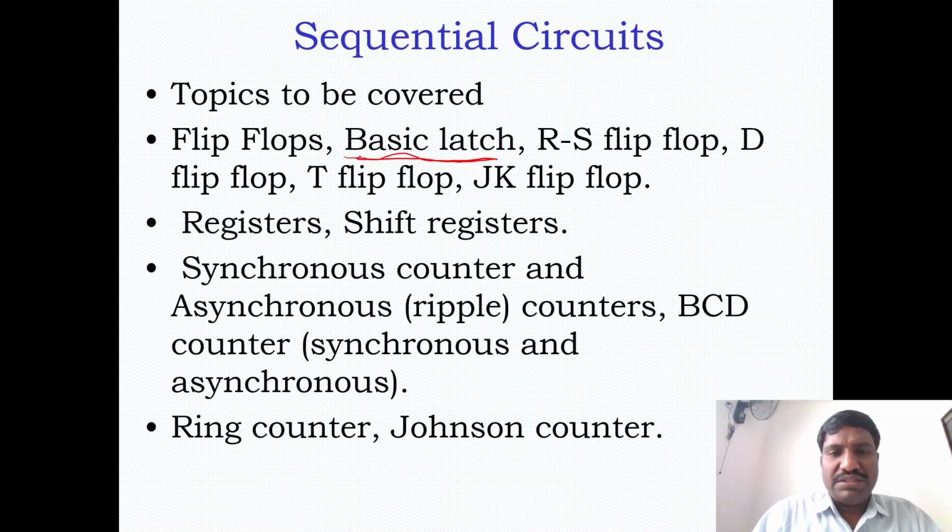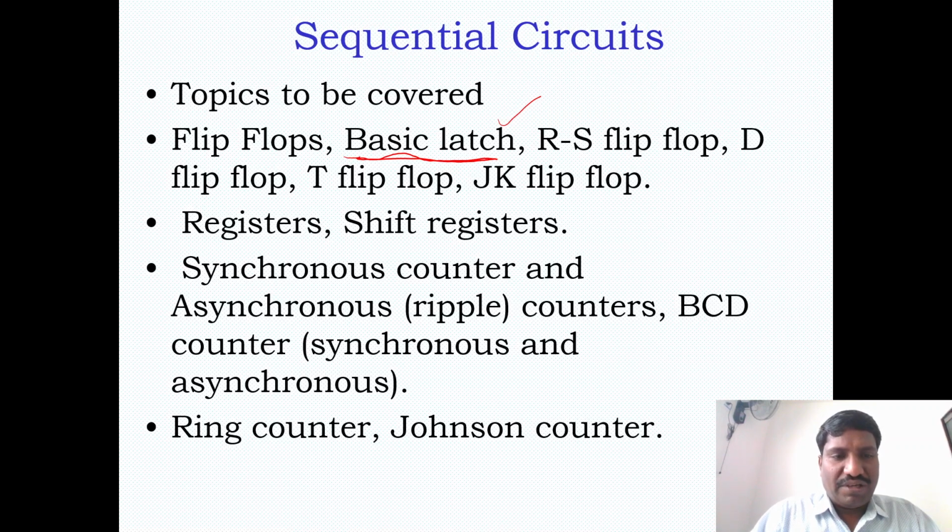We try to build the latch first. From the latch we are going to build various flip-flops. The various flip-flops that we are going to discuss are the SR flip-flop. SR flip-flop stands for set reset flip-flop. D flip-flop stands for delay flip-flop. T flip-flop stands for toggle flip-flop. Then of course we have JK flip-flops.